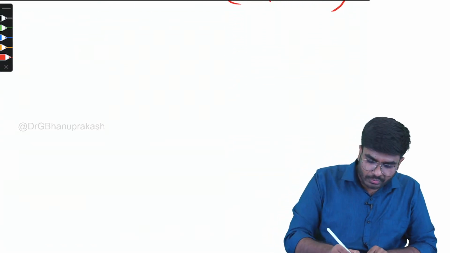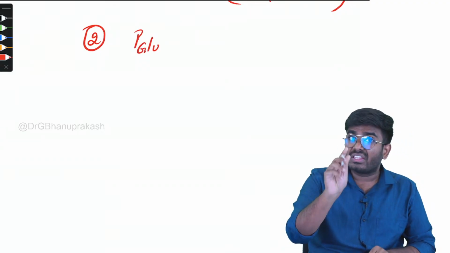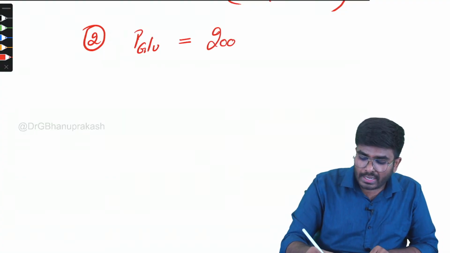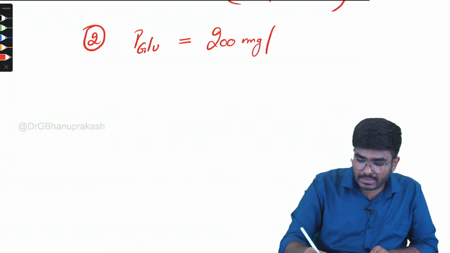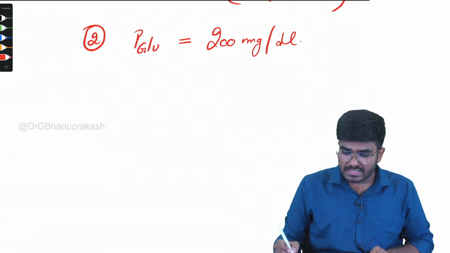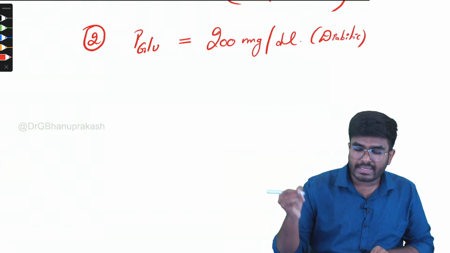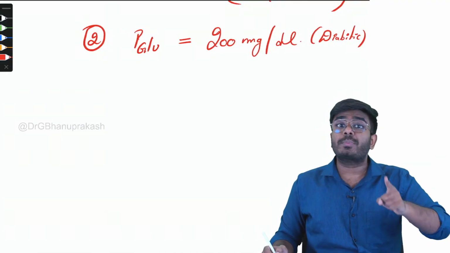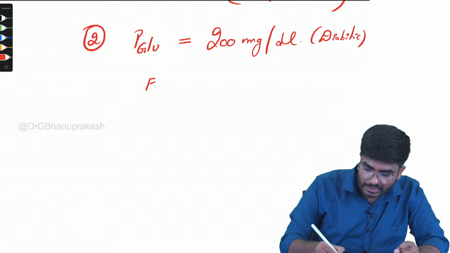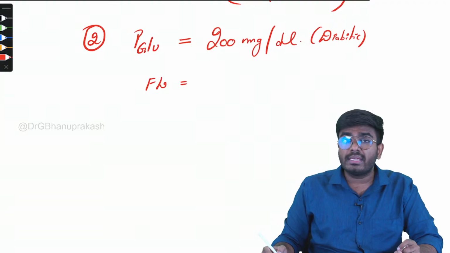the second scenario. The plasma glucose concentration, the word is important, is 200 milligrams per deciliter. This person is diabetic. He has so much glucose in his plasma, so much glucose in the blood. Now, tell me, what happened to the filtered load? The filtered load is going to be increased or not?